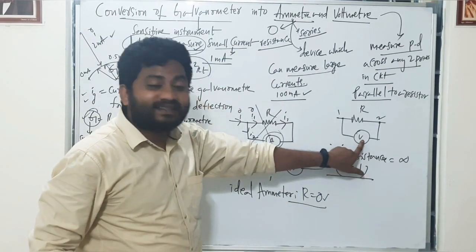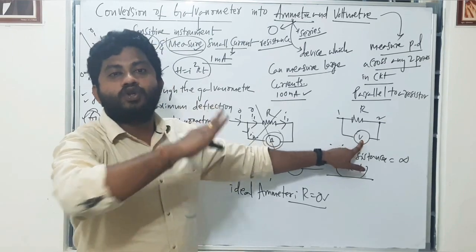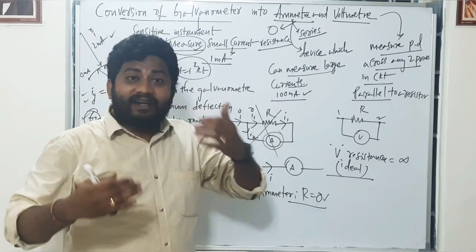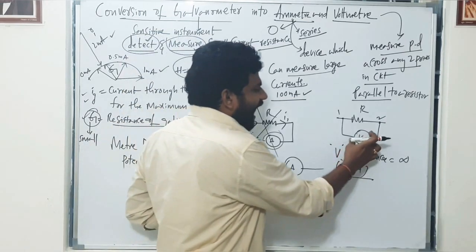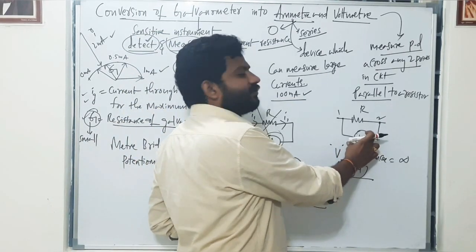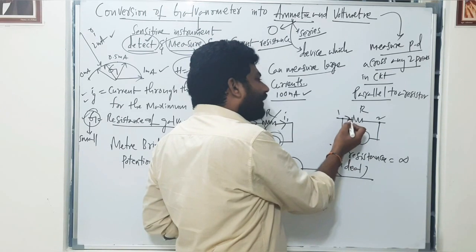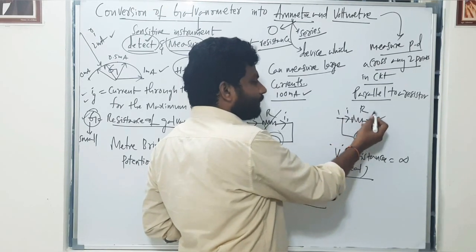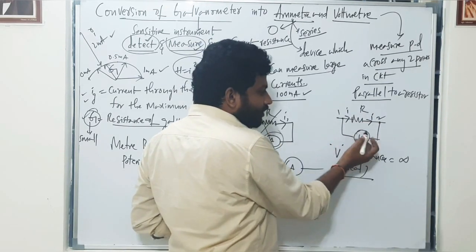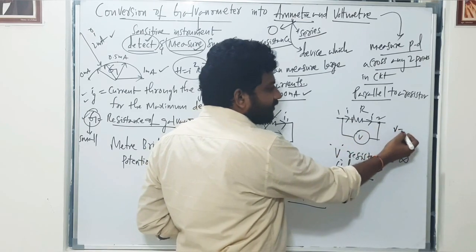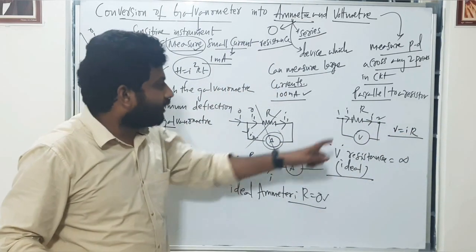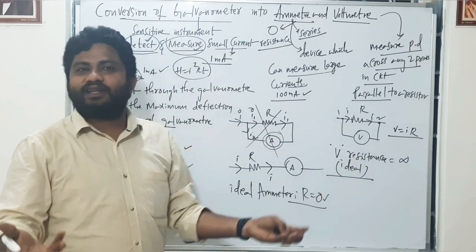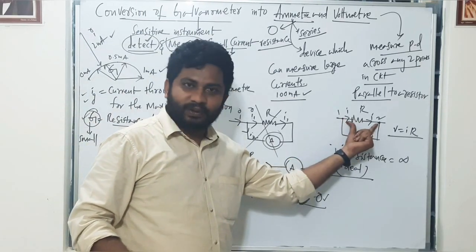If this resistance is infinity, then what happens? No current will pass through it. Our aim is not to find the current passing through the voltmeter. If it has high resistance, meaning infinite resistance, then the complete current will pass through here. Then we can find the potential difference between these 2 points. V is equal to IR. There is no point in using the current passing through the voltmeter to find the potential difference across these 2 points.